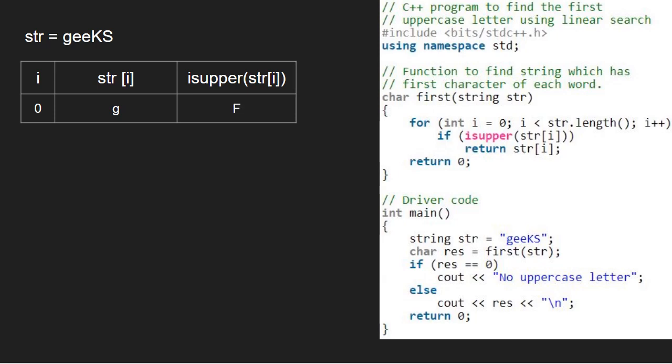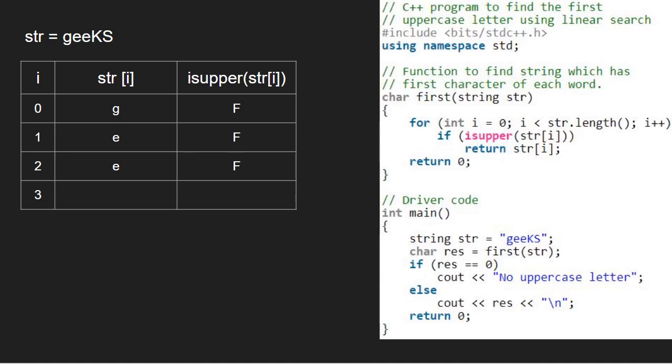We continue with the for loop and now i will be 1 and str at 1 is E. Again, since it is not in uppercase, the if condition does not get satisfied. We continue with the for loop and now i will be 2 and str at 2 is E. Since E is not in uppercase, we continue with the for loop, so i will be 3.